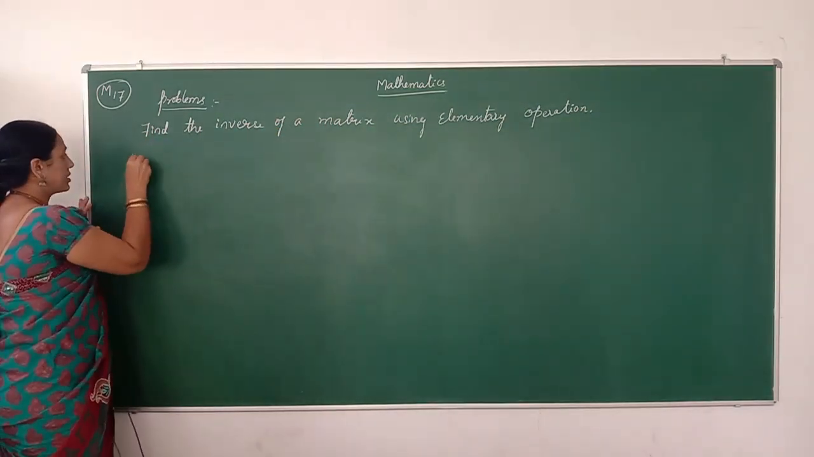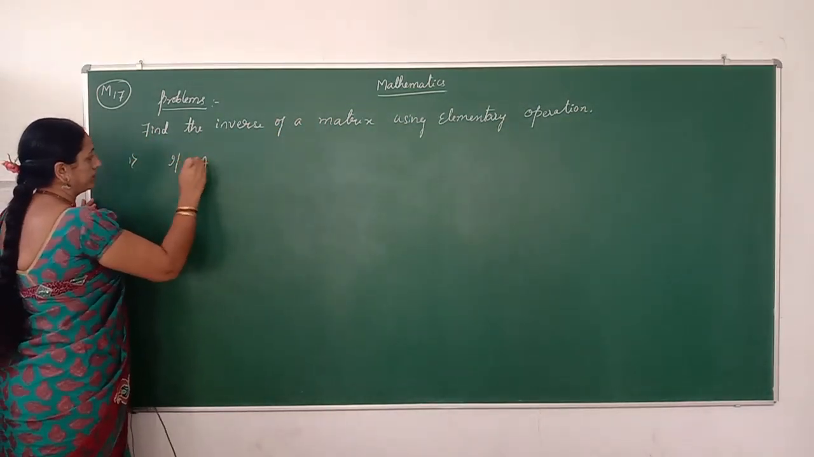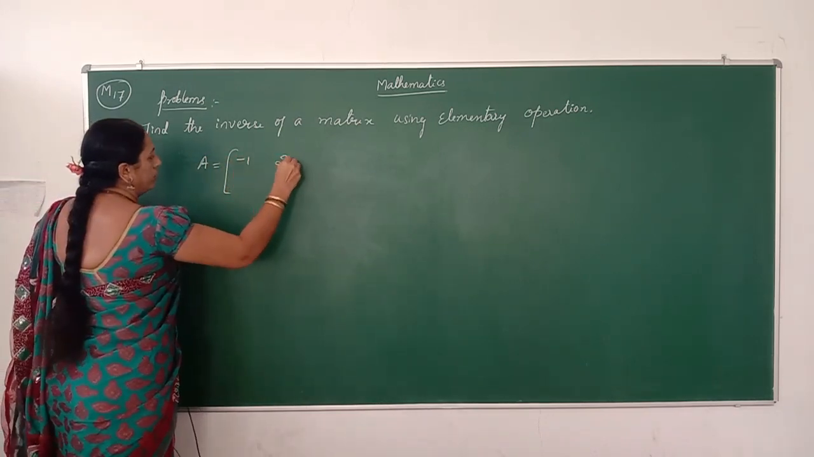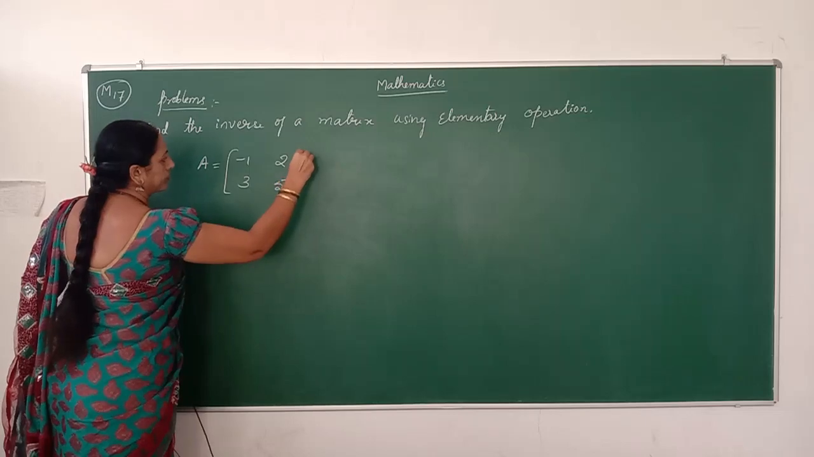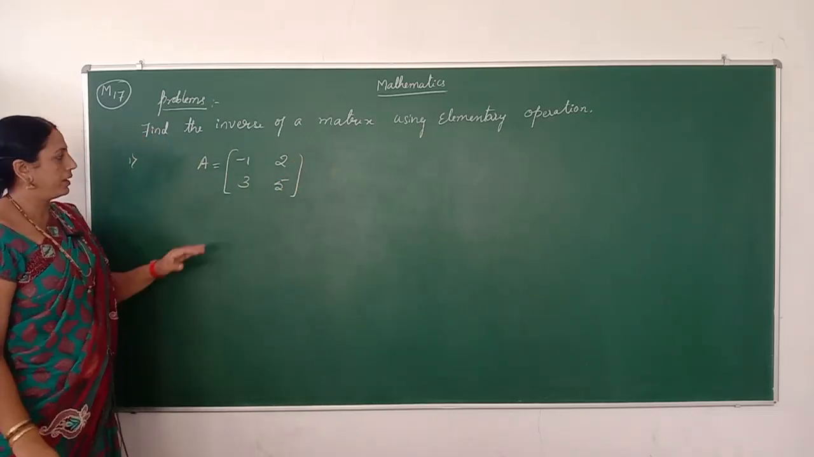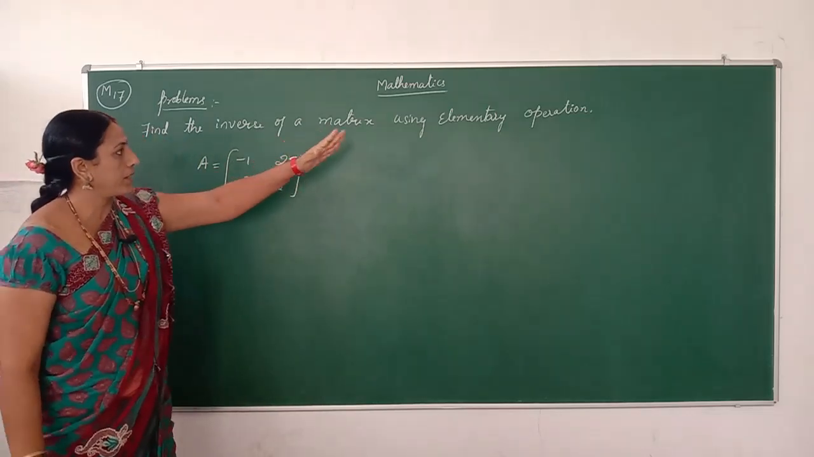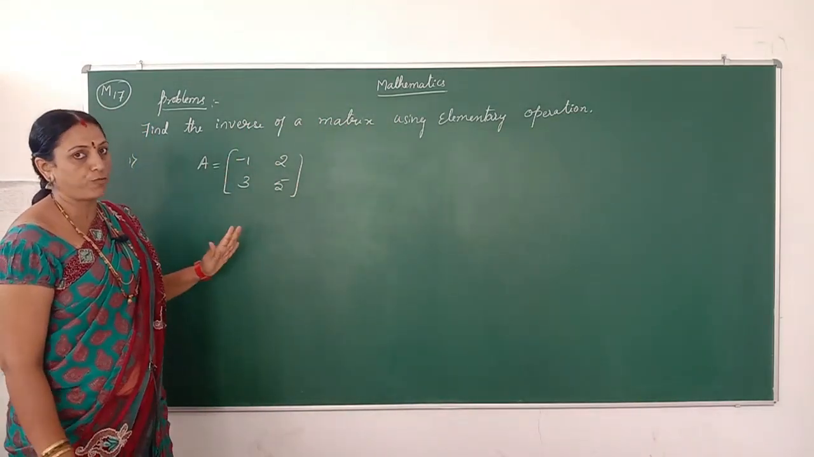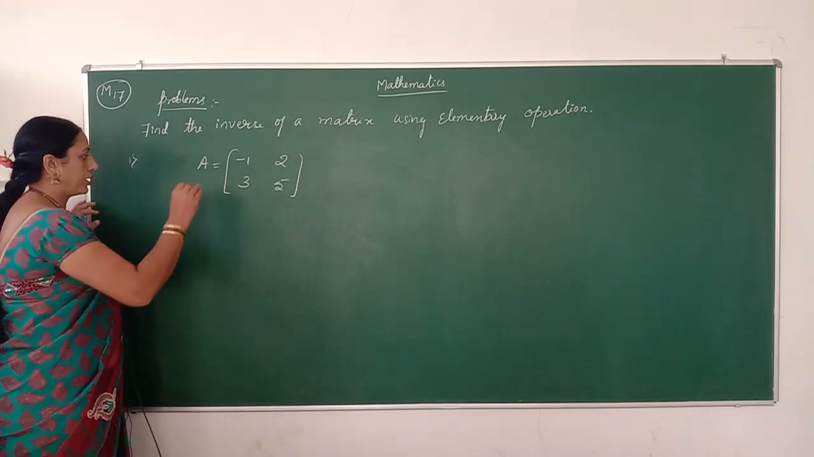So the next one is: if A is equal to [-1, 3; 2, 5], how do we find the inverse of the matrix by using elementary operations? Yesterday we also discussed the same types of problems, and today we are continuing with the same.